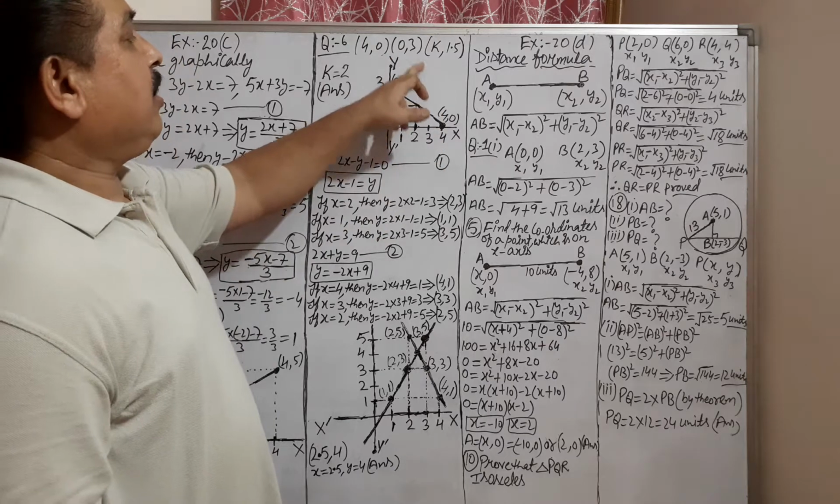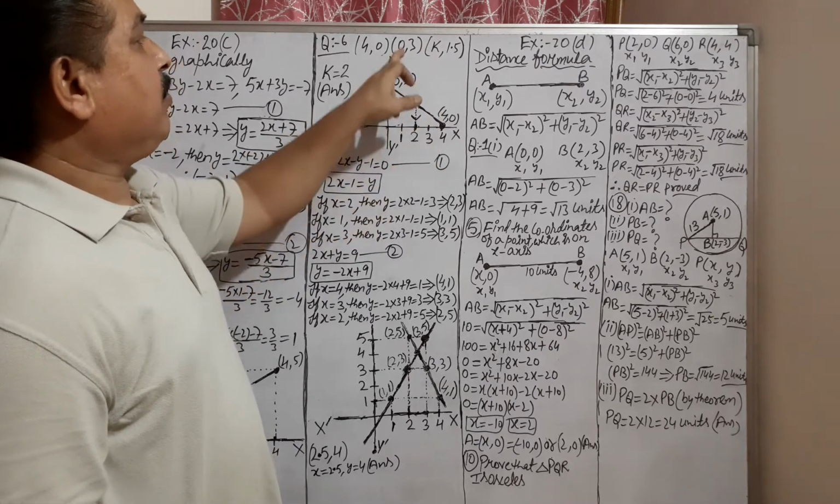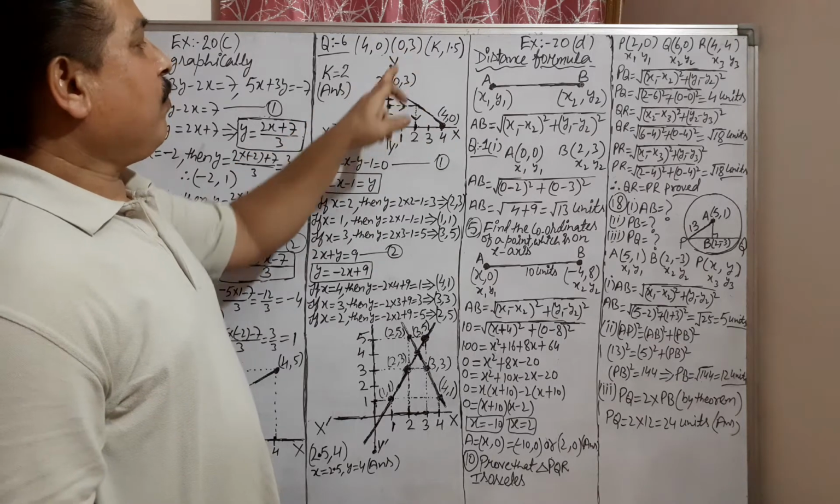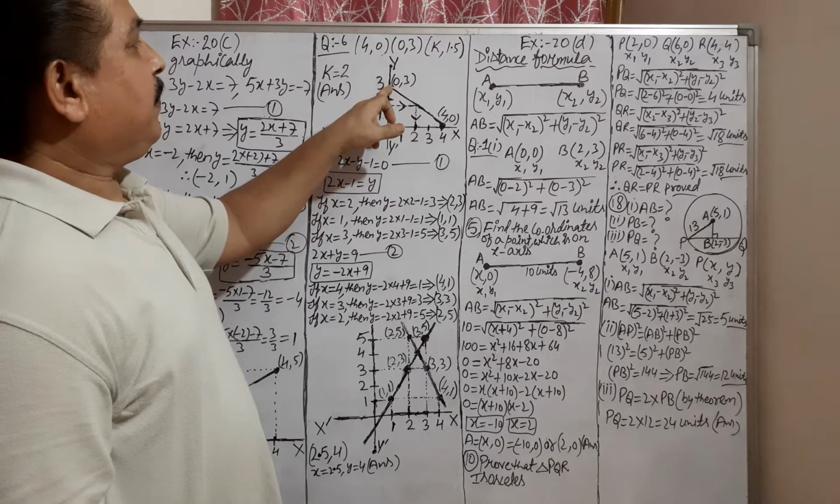And the second plotting point, 0 comma 3. On the x-axis you don't have to take any distance because it is 0. On the y-axis you have to take 3. So it is 0 comma 3.